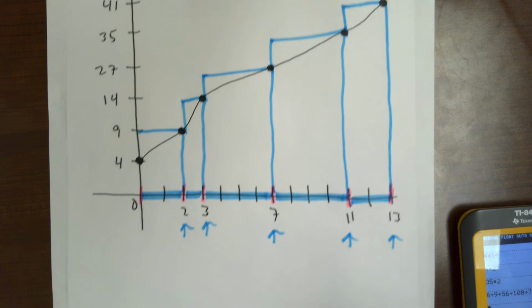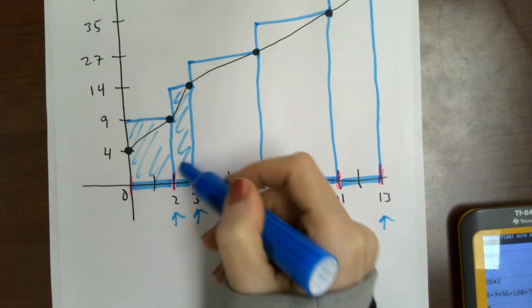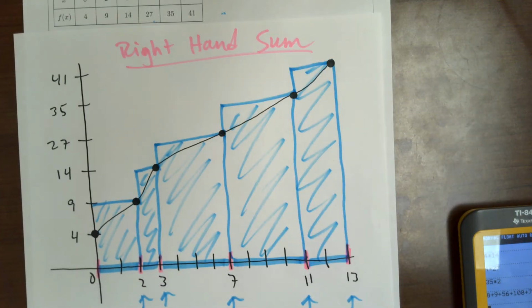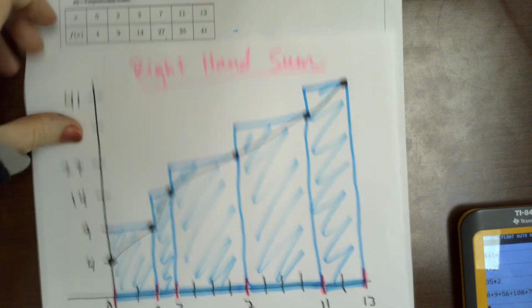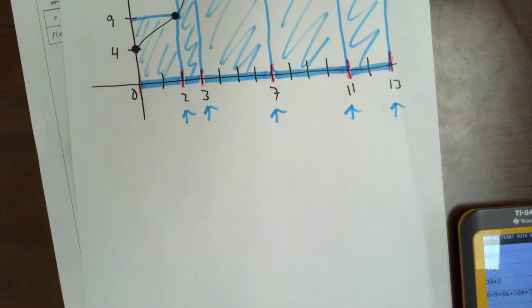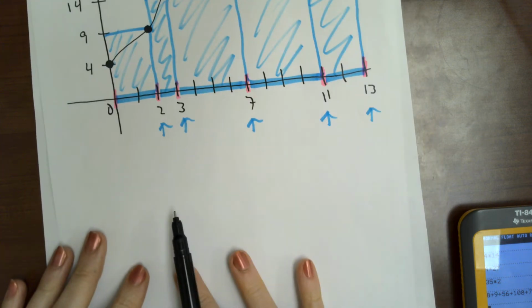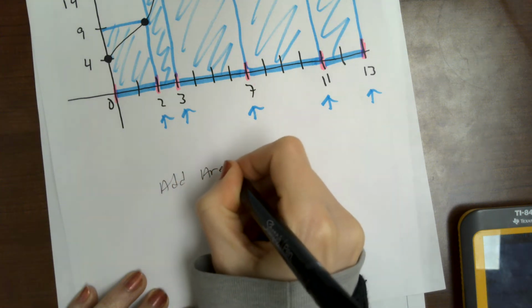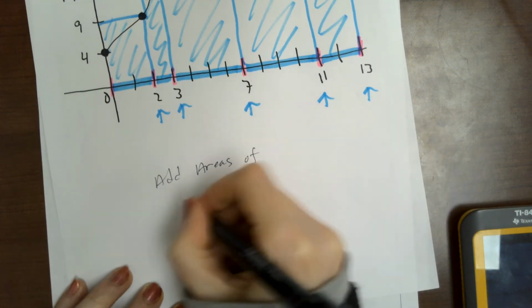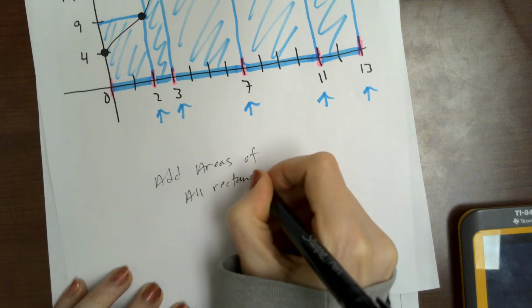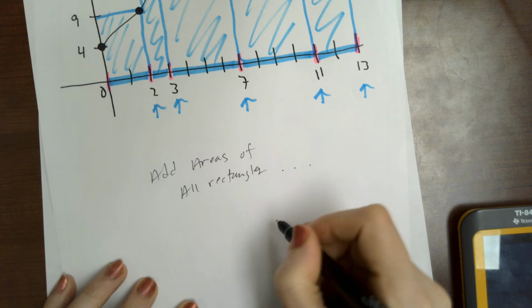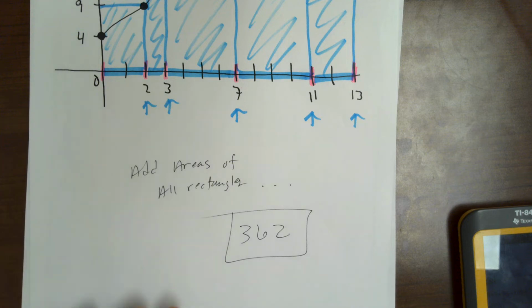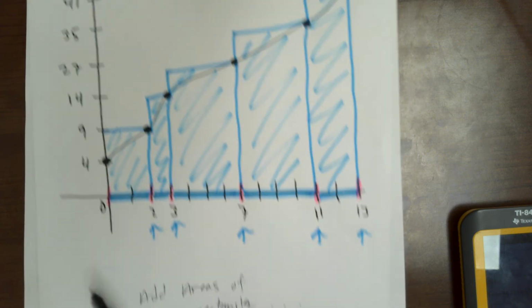Okay, and then it's going to be this area that's doing the approximating. So the right-hand sum is giving us, I'll just tell you what I got earlier. Yeah, 362. Add areas of all rectangles, dot, dot, dot, 362. And if you feel like you need practice getting that number, then you should do it yourself, but that's what we get here.